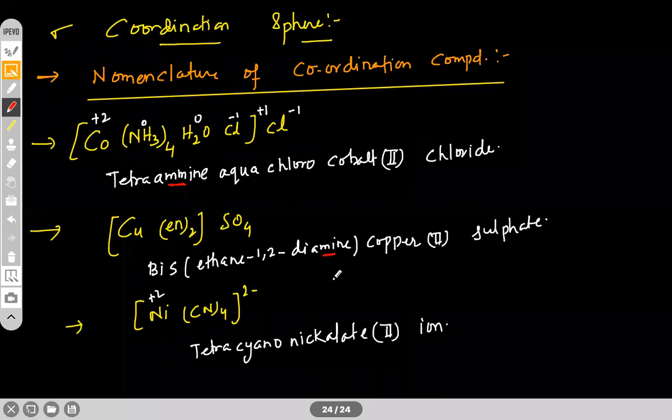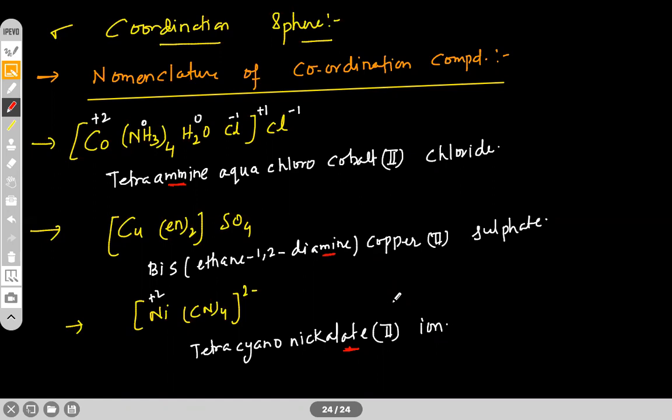If the complex part is positive ions and neutrals, then there's no special ending. We'll write down the name as it is. But when the complex is a negative ion, we'll write down the ate suffix, like I have written here, nickelate. Other examples also I have shown you. It is the ate suffix we have added. Okay, got it? Some more examples I'll show you here.